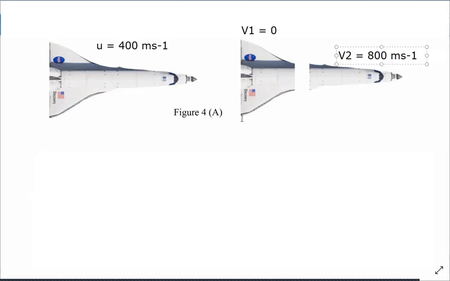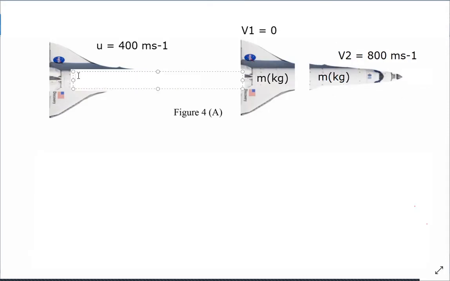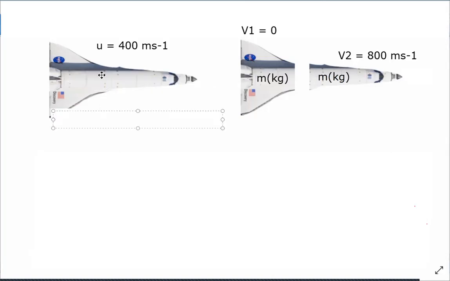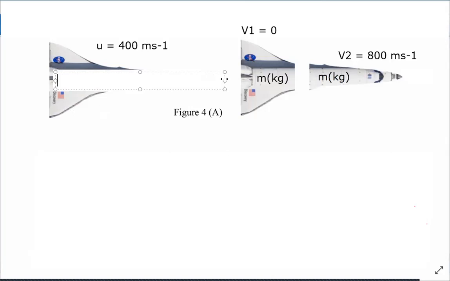So the mass of this one, I have taken the mass of this piece as m kilogram. Actually, this value is given, m kilogram. And the mass of the other piece is also m kilogram. Right. So if the mass of one piece is m, the mass of the other piece is m, the total mass of this should be 2m. Right, but I would like to draw them separately.